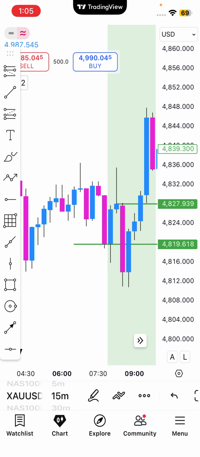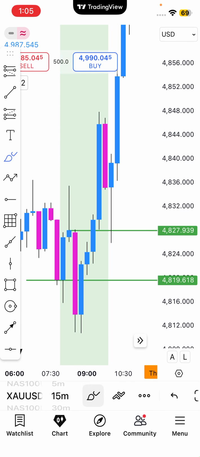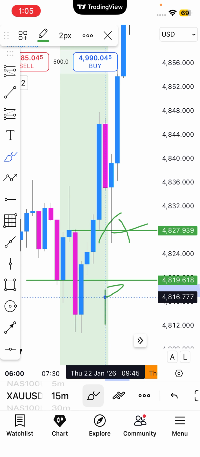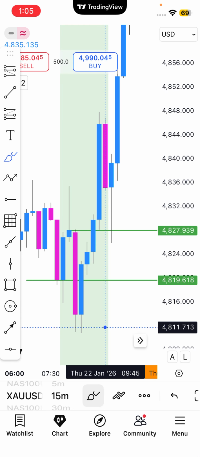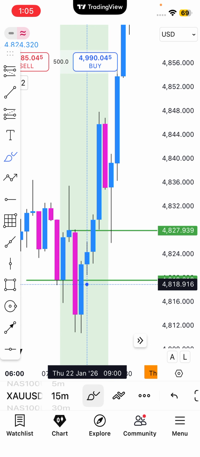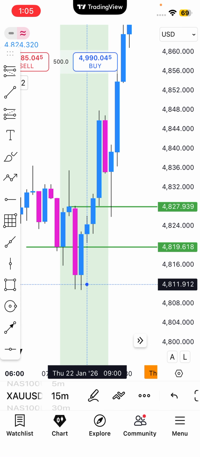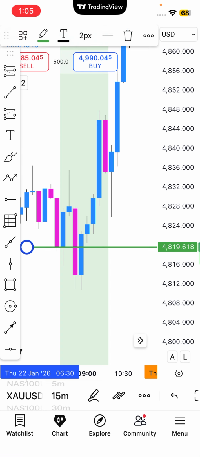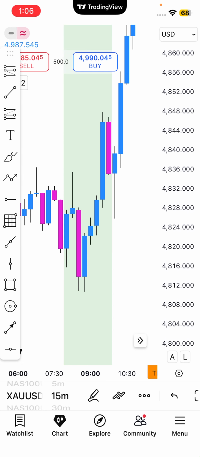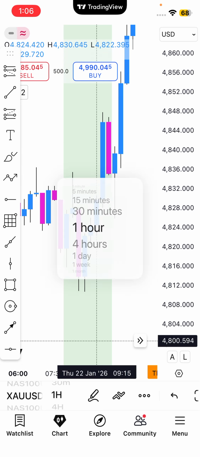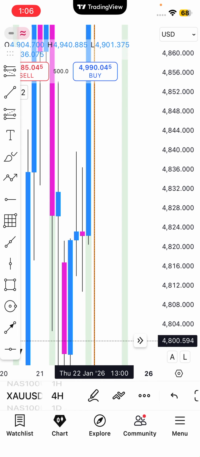If you're wondering, would I have taken this? Yeah, you can, because it's a shift of structure. You can have this as a plan A and then this as a plan B. It's up to you how you want to do things. Me personally, I didn't do that. I was just waiting for this level to get tapped, but it didn't get tapped, and I only trade from 8 to 10. So once it got to 10 o'clock, that's when I just shut down. So for me personally, there was no trade on Thursday.